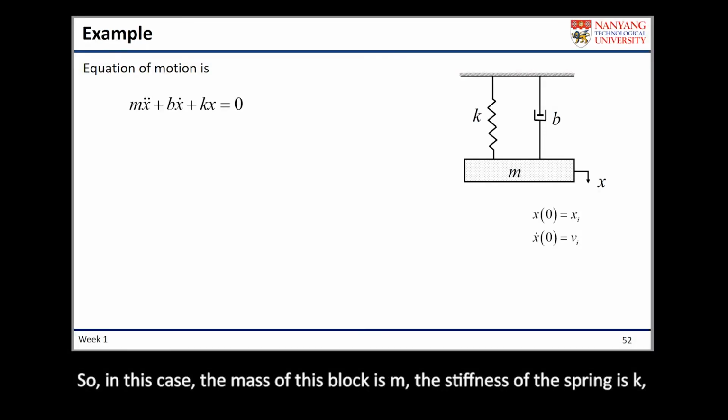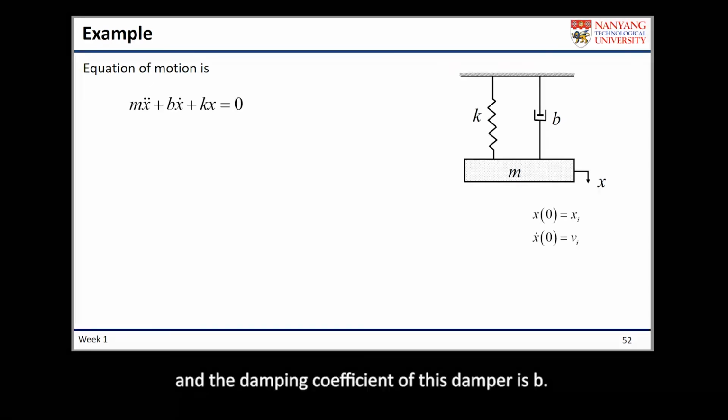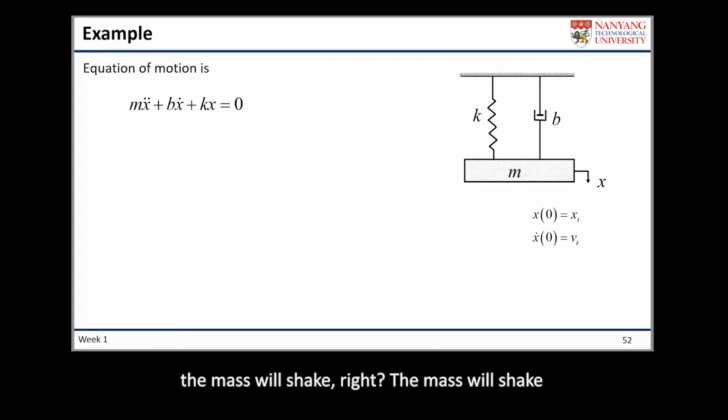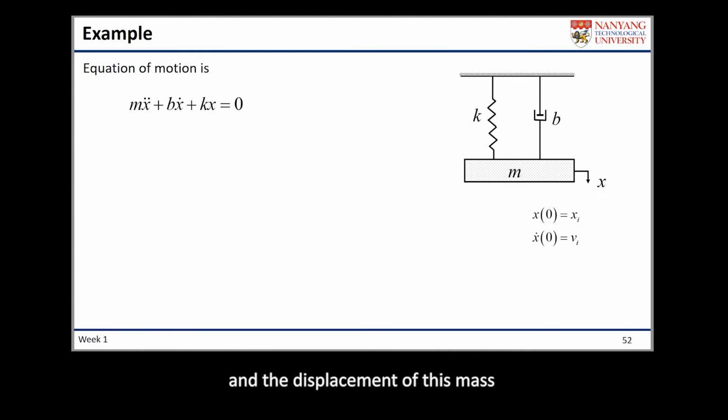So in this case, the mass of this block is m, the stiffness of the spring is k, and the damping coefficient of this damper is b. If I perturb this mass, let's say if I shake this mass, if I touch this mass, or if I just simply disturb it, the mass will shake, right? The displacement of this mass is represented by the variable x.